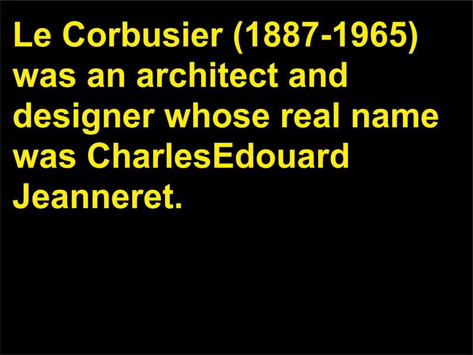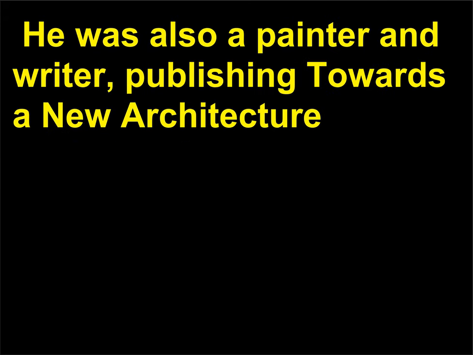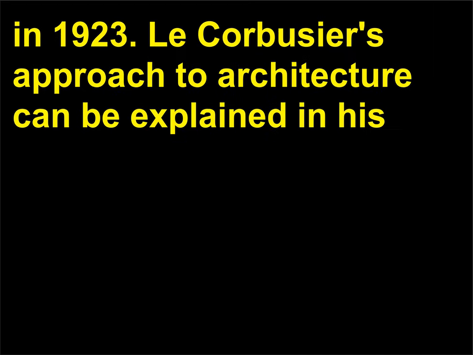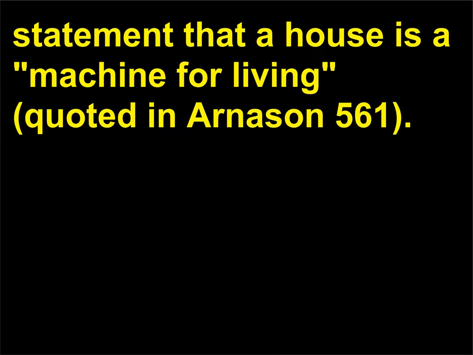Le Corbusier, 1887-1965, was an architect and designer whose real name was Charles-Édouard Jeanneret. He was also a painter and writer, publishing Towards a New Architecture in 1923. Le Corbusier's approach to architecture can be explained in his statement that a house is a machine for living, quoted in Arneson 561.